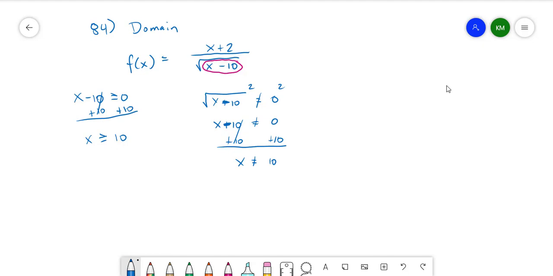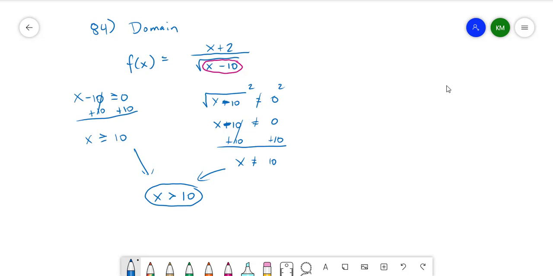Now those two groups together are what give you your domain. X has to be greater than or equal to 10, but x cannot be 10. So when I combine those two domains together, my final answer is just x is greater than 10. We know that x has to be greater than or equal to 10, but it can't equal 10, so just drop the or equal to. And that's going to be my final answer: all real numbers greater than 10.